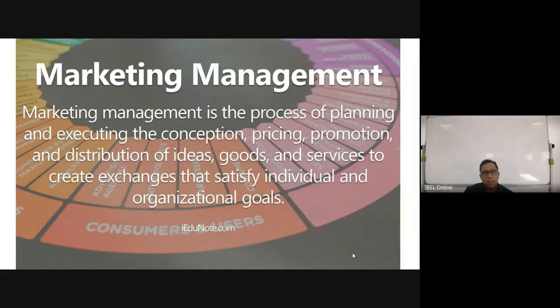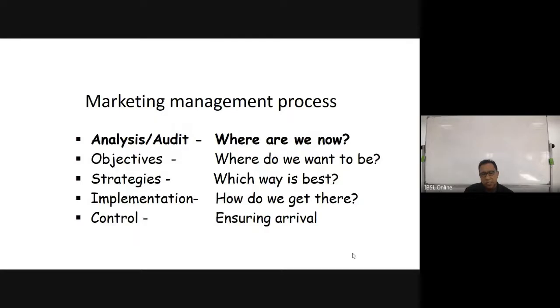Okay, so marketing management is about planning, execution, and conception, pricing, promotion, and distribution of ideas, goods, and services to create exchanges that satisfy individual and organizational goals. So please remember that at the end of the day, the final requirement is to achieve the organizational and individual goals. So the process, as you also explained earlier or shared with us.